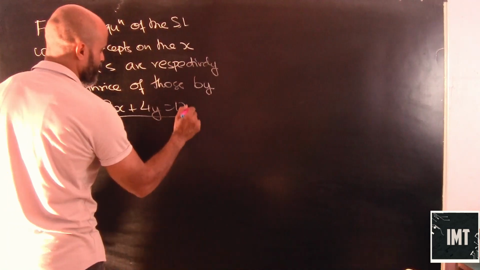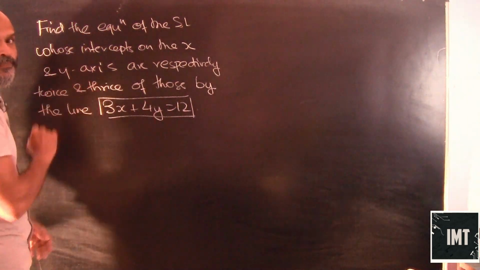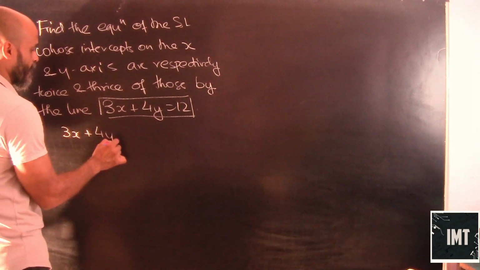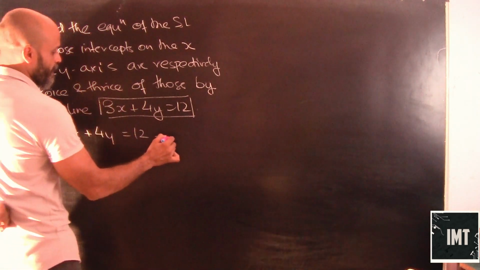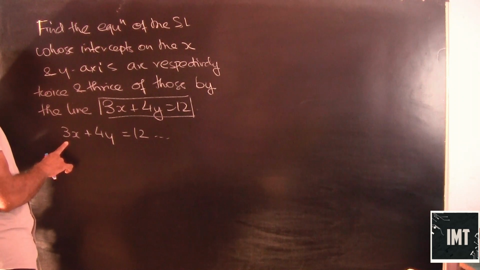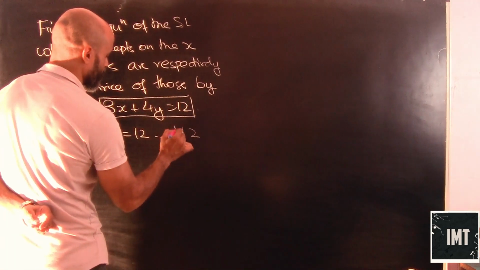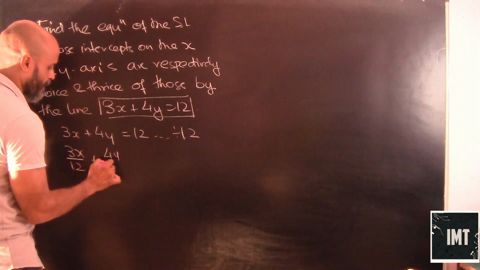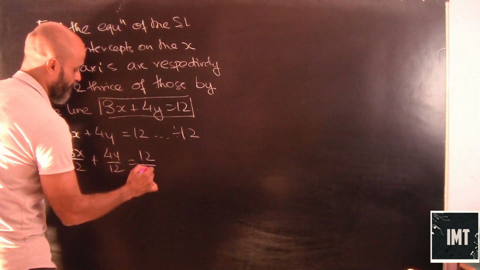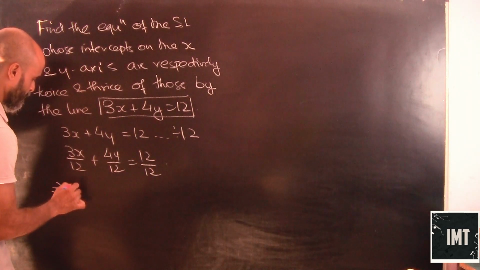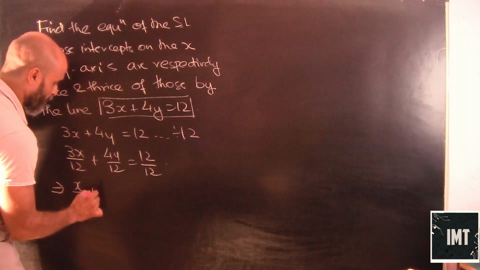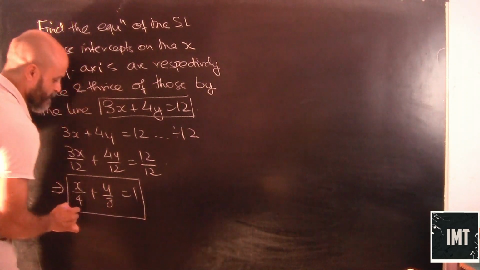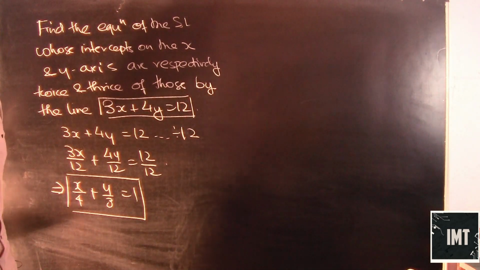So we have this given equation, 3x plus 4y is equal to 12. 3 and 4 have a common LCM of 12, so we divide this entire equation by 12. What do we get? 3x by 12 plus 4y by 12 is equal to 12 by 12. That should be x by 4 plus y by 3 is equal to 1.